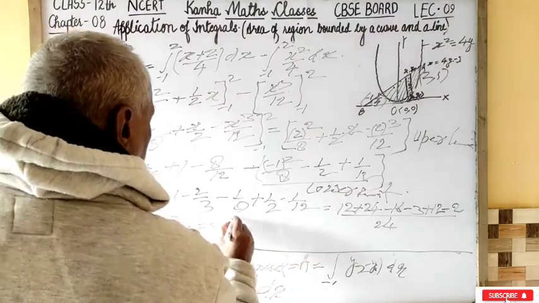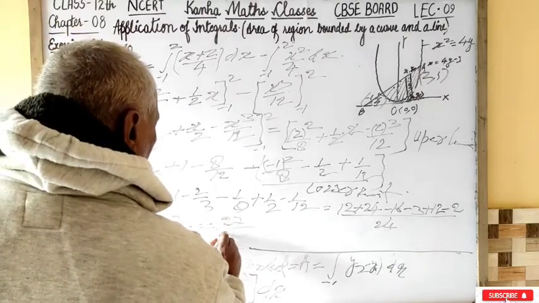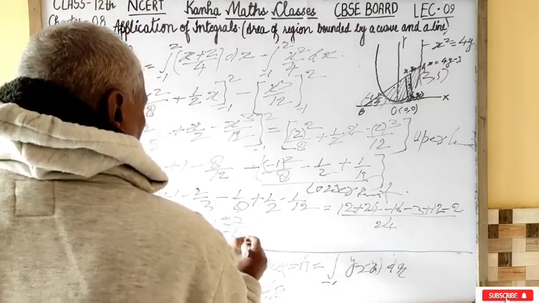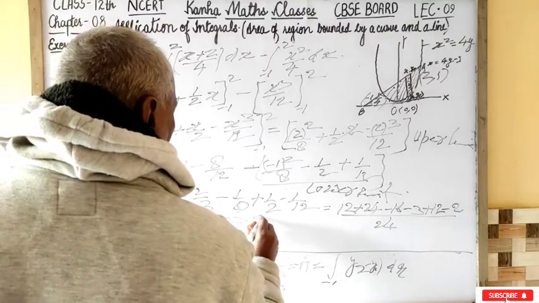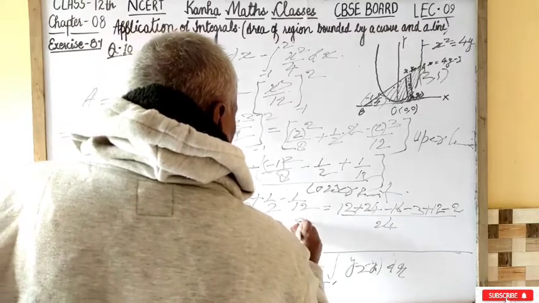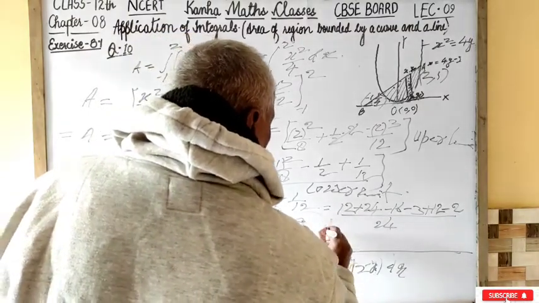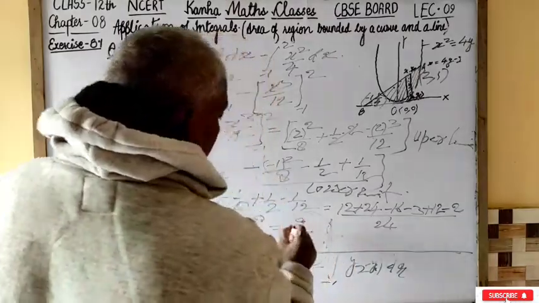This is equal to 8 minus 1, 7, and 27 upon 24. 3 nines are 27, 3 eights are 24, so 9 by 8. This is the requisite bounded area, 9 by 8.